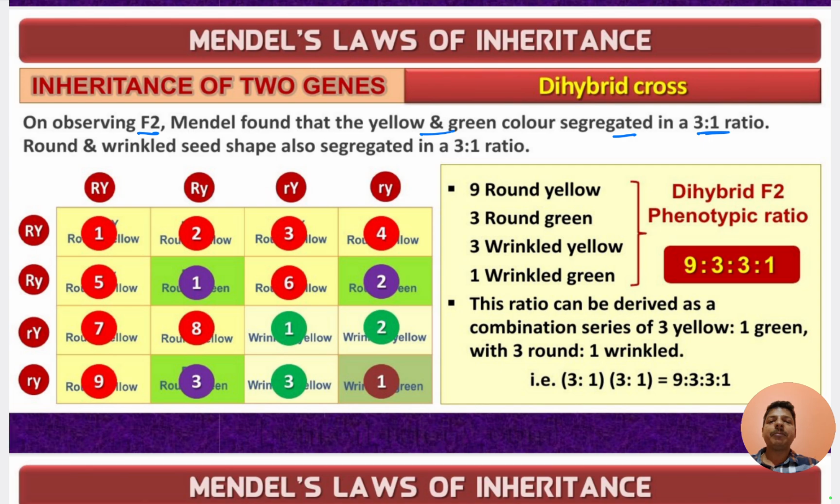Round and wrinkled seed shape also segregate into 3:1 ratio, and here you can see 9 round yellow, 3 round green, 3 wrinkled yellow, 1 wrinkled green is present, and the phenotypic ratio will be 9:3:1 in dihybrid cross. This ratio can be derived as a combination of a series of 3 yellow is to 1 green with 3 round is to 1 wrinkled. That is 3:1, 3:1, and the result will be 9:3:1. It is the phenotypic ratio of dihybrid cross.